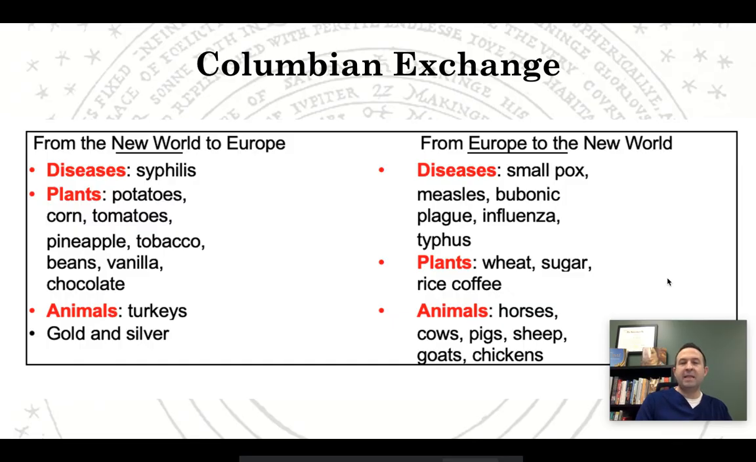So again, I'm not going to belabor the point, but understand the Columbian Exchange, and remember, this is all tied together. These are not indiscriminate or separate parts. These are all connected and interwoven into one large tapestry.